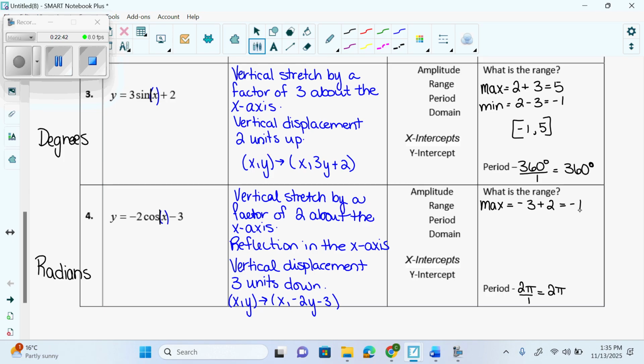Do you think they're going to go negative 3 minus 2 as an option on the test? They absolutely will. And then your minimum is negative 3 minus 2, which is negative 5. If I do set notation, practice the different ones. Go low to high. So negative 5 is less than or equal to y is less than or equal to negative 1.